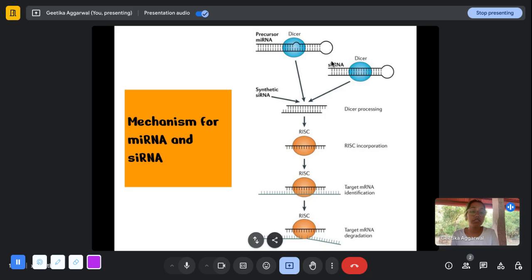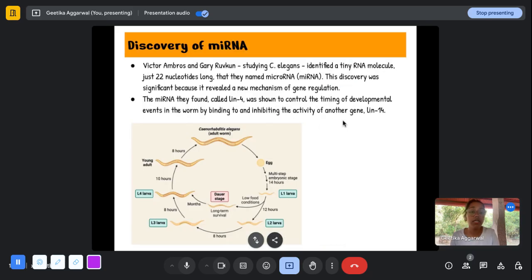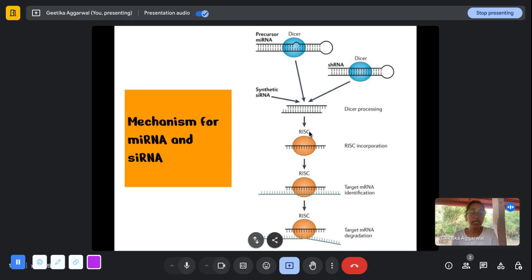So the dicer breaks this fold apart and converts it into a single strand, and this single strand then connects to this RISC complex. And this RISC complex, along with the single stranded miRNA or siRNA, goes and attaches to the target mRNA, and it then prevents the transcription of this mRNA, or it leads to the degradation of the target mRNA. Okay, so this is how microRNAs and interfering RNAs prevent the transcription of a mature mRNA into a protein.